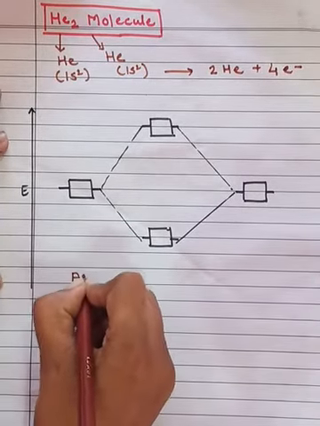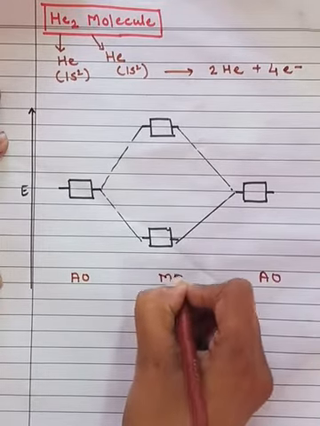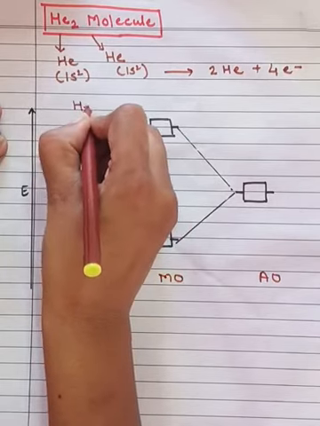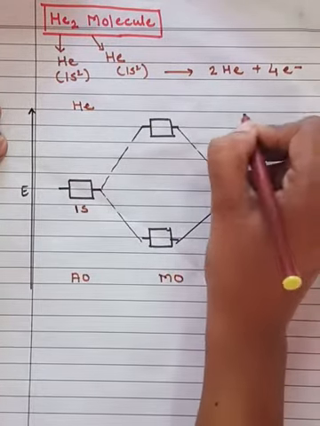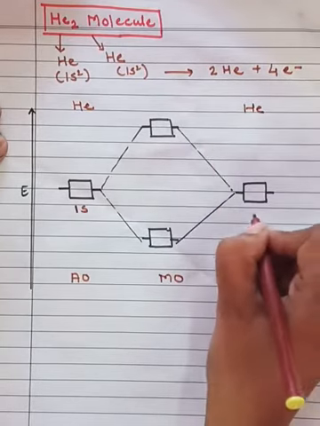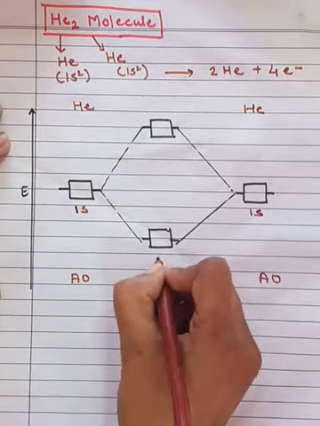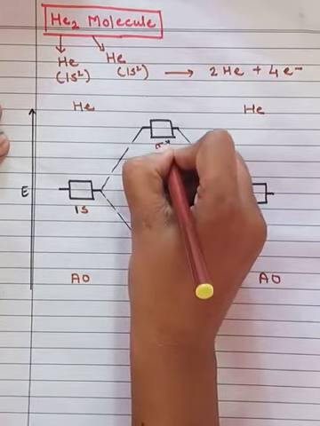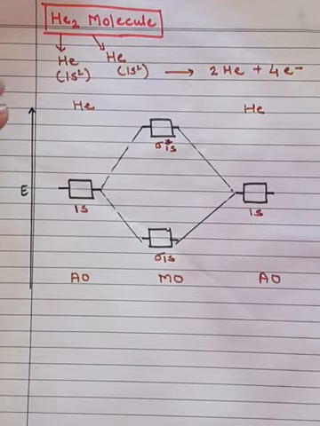To the sides we have the atomic orbitals, and at the center we have the molecular orbitals. The first atomic orbital is for the first helium atom, which has the symbol 1s, and the second atomic orbital is for the second helium atom, which is again 1s. Whereas for the molecular orbitals, the bonding molecular orbital is sigma 1s and the anti-bonding molecular orbital is sigma asterisk 1s. Right?